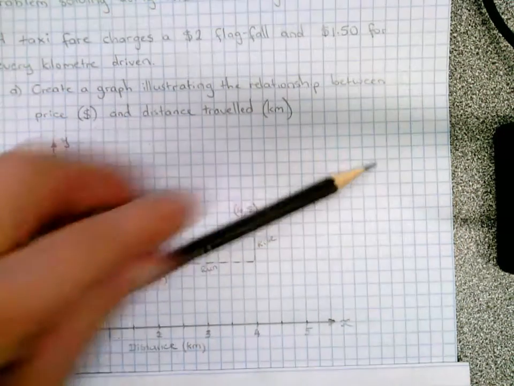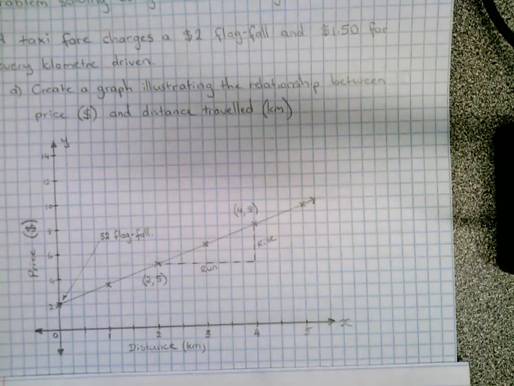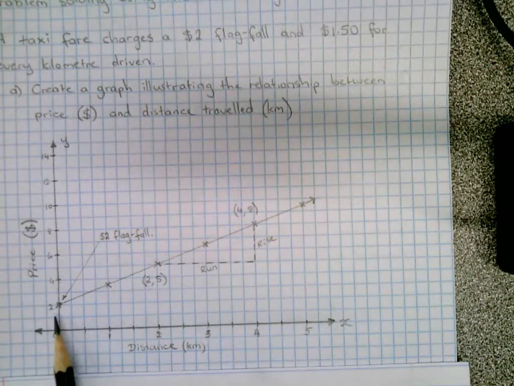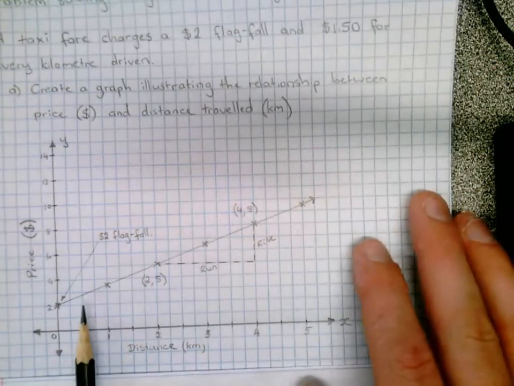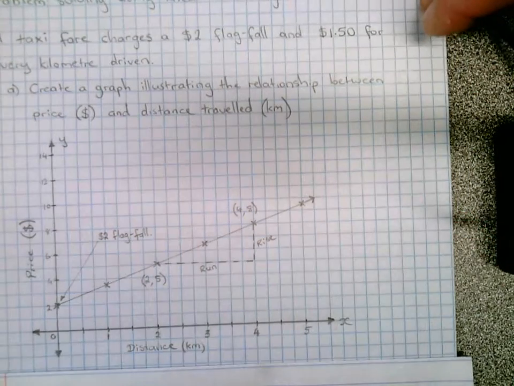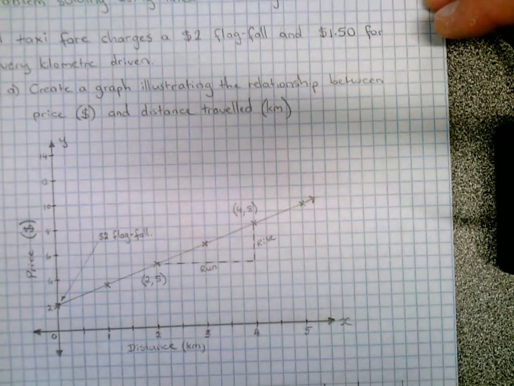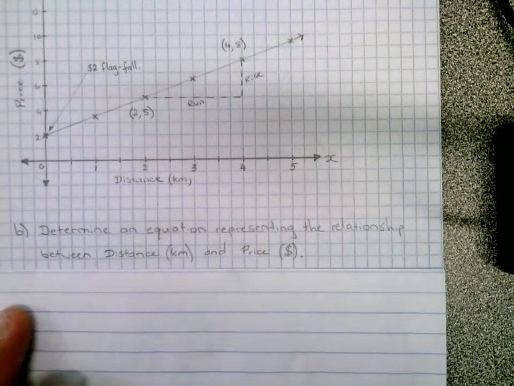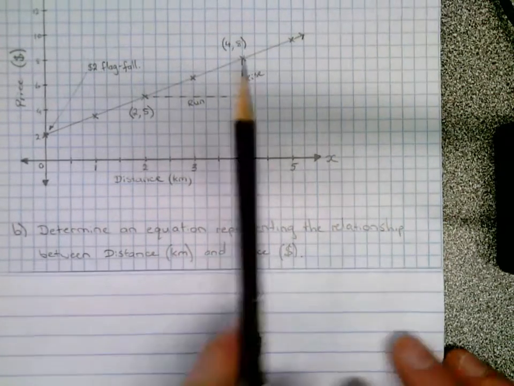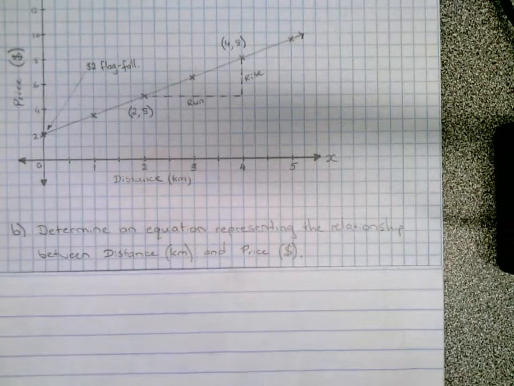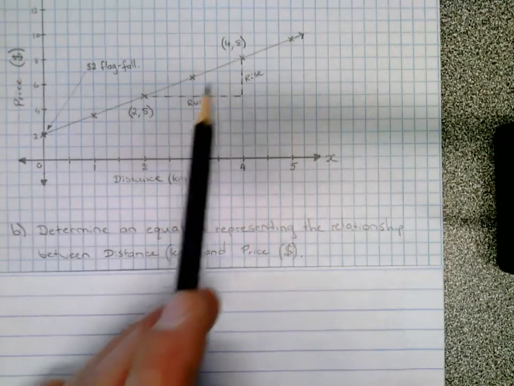I then joined all of those points with a straight line, and the reason I did that is because I'm likely going to have to determine this equation, which will explain the relationship more clearly between price and distance being the x and y variables. Part B reads, determine an equation representing the relationship between distance and price, which is what I just suggested. We're going to have to calculate an equation from this graph. So we're going to calculate the equation of this straight line.